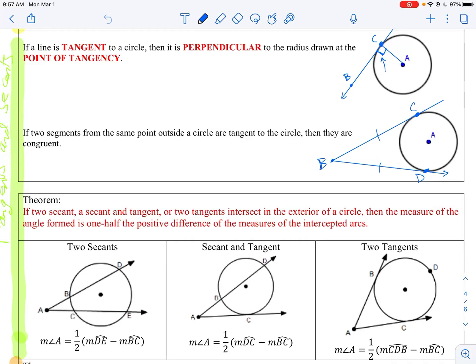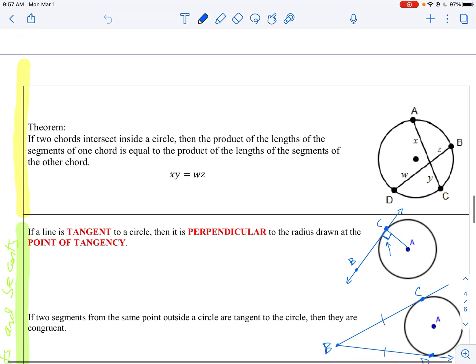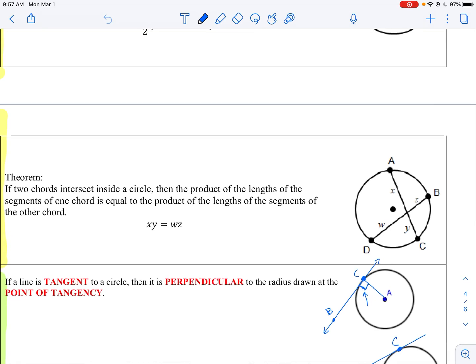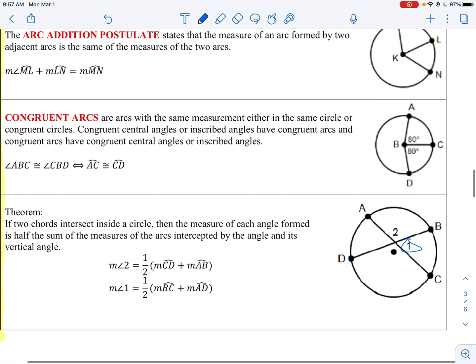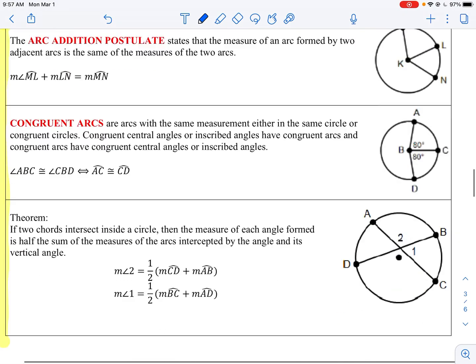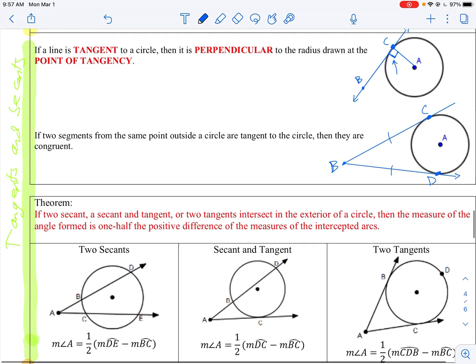Alright, it's time for today's lesson on tangents and secants. So previously we had dealt with chords and angles inside circles, all this stuff. If you have two chords crossing, then the product of these two is going to equal the product of these two. Things like that. You got this angle is the average of these two angles. Just a lot of different things like that. But today's focused on tangents and secants.